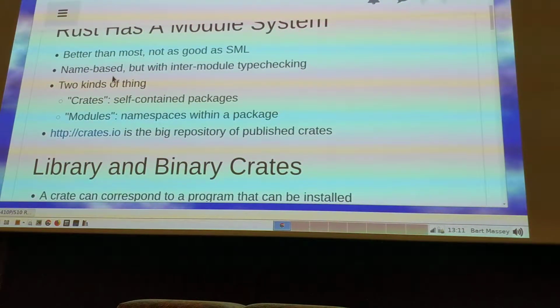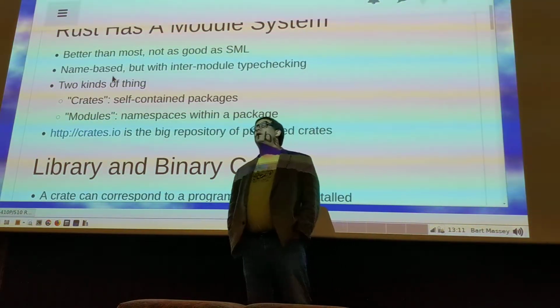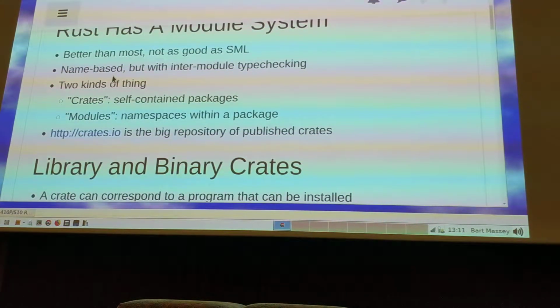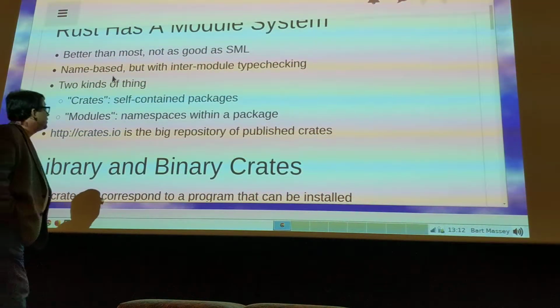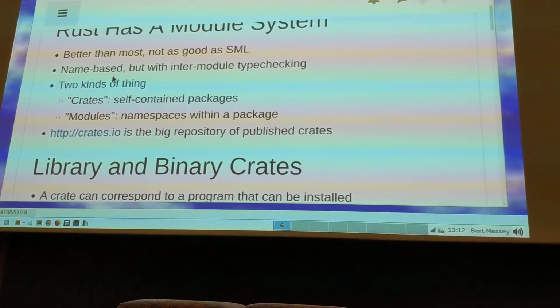It turns out modules can't cross crate boundaries, no big surprise. So if I have a library, it may contain a whole bunch of modules in that library crate, but those are local to that library crate. And this notion that modules are local to crates, names are local to crates, is a really important idea in Rust, in the sense that if you don't understand it, you'll get really confused by the error messages you're getting. You'll get really confused about how to organize things. If you go to crates.io, you'll find the big repository of published crates.